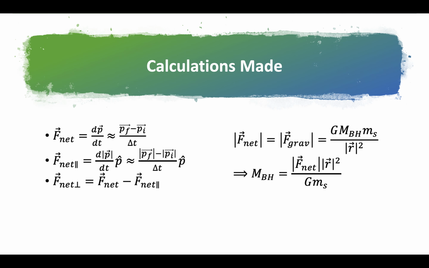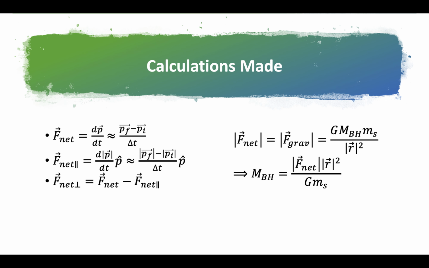The main steps taken in the code were calculating the initial and the final momentum of the star. From there, Newton's second law was applied to find the net force on the star. The parallel component of the net force was also calculated using that law, being careful that the difference in magnitudes was taken rather than the magnitude of the difference. After that, the perpendicular component of the net force on the star was determined by taking the difference in net force and the parallel component of the net force.